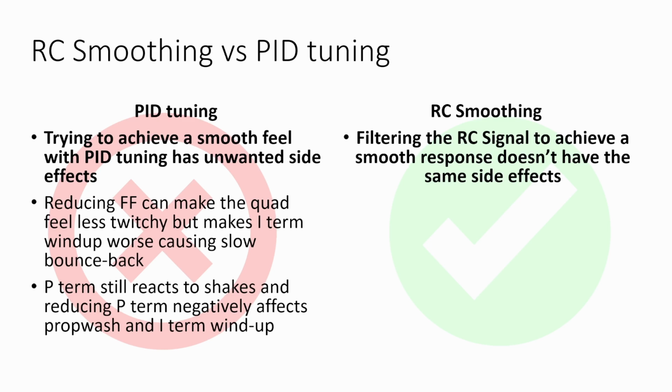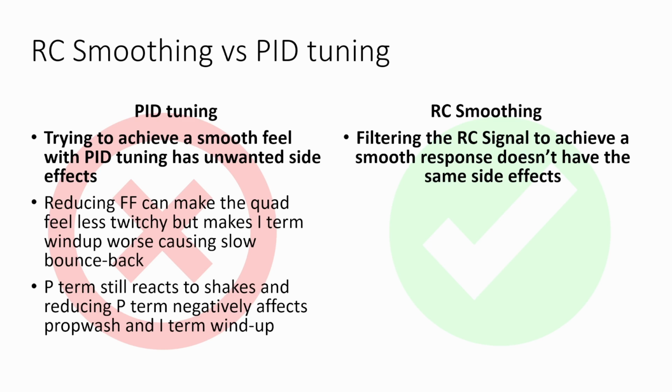Also, even if you reduce feed forward, you're still going to have the P term, which can react to shaking sticks. And if you were to try and reduce the P term to make the quad feel smoother, that's going to negatively affect your prop wash handling and also cause I term wind up as well. So you can't really smooth out the quad with PID tuning approaches without having unwanted side effects, particularly in the I term.